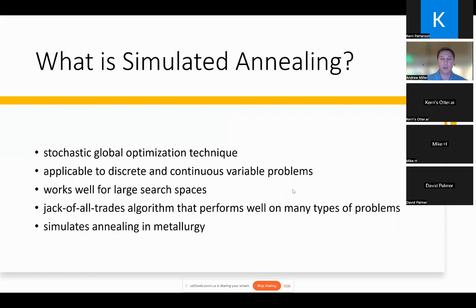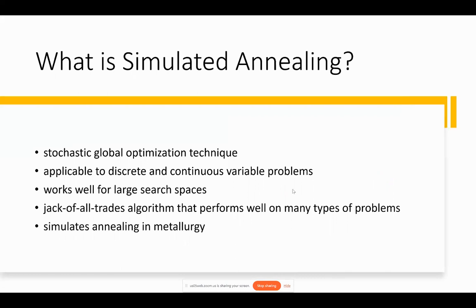So I wanted to say what simulated annealing is, because it's in the examples and in the Jupyter notebook. It's a stochastic global optimization technique. Basically it uses randomness to find an optimal or suboptimal solution. And you can use either discrete or continuous variables with it. It works really well for large search spaces, unlike SGD, which might not be as great. So it's a jack of all trades algorithm, and the concept of it comes from annealing in metallurgy.